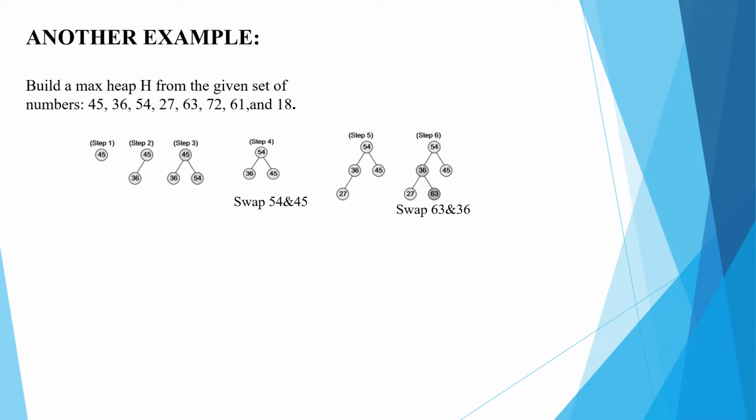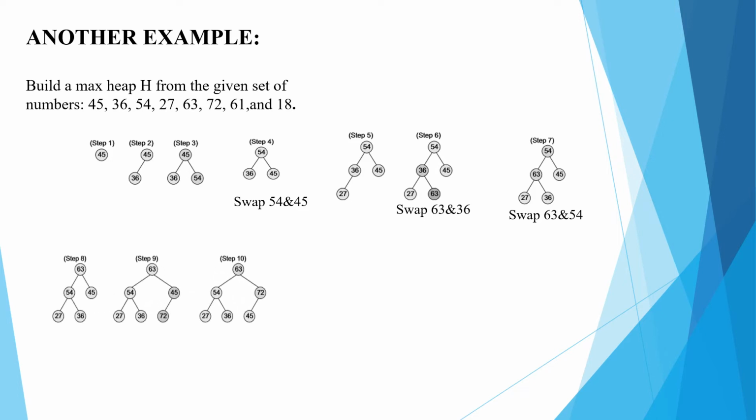When we add 63, there is a violation when we compare with its parent 36. So we have to swap 63 and 36. Then we have to compare 63 with its parent 54 in step 7. So there is a violation, so we swap 63 and 54. In step 8 and step 9, there is no violation of the max heap property.